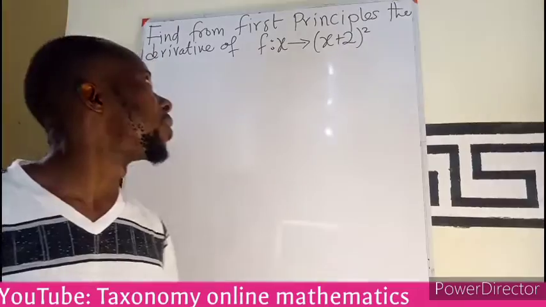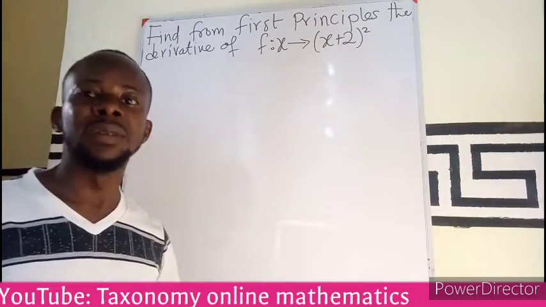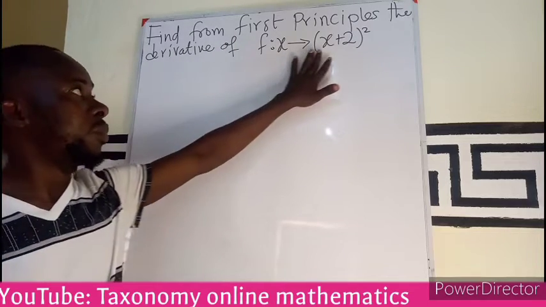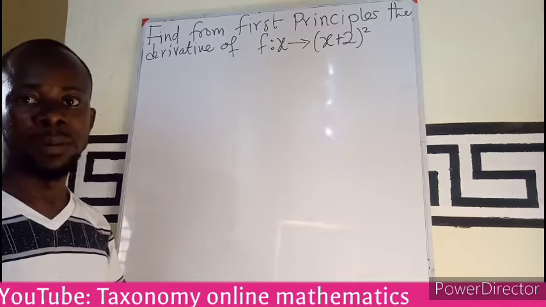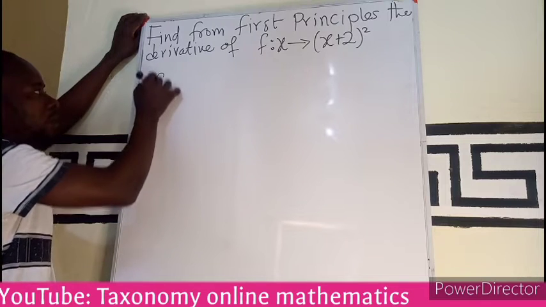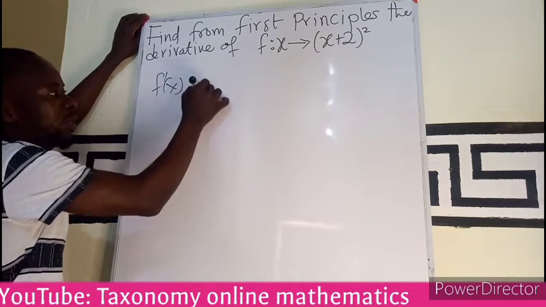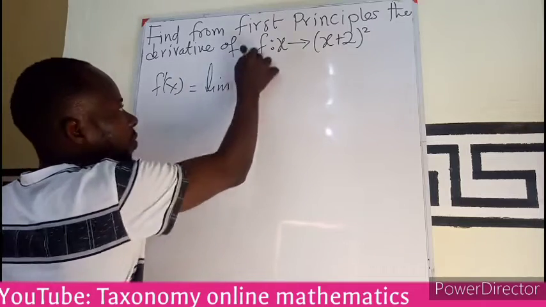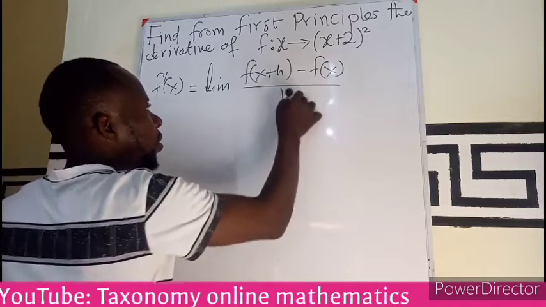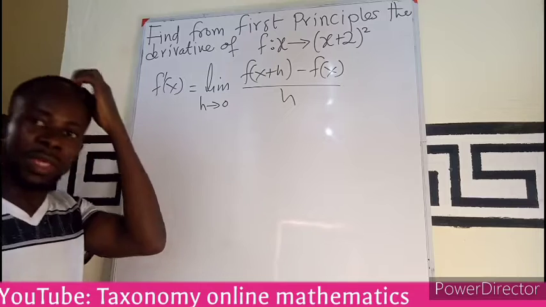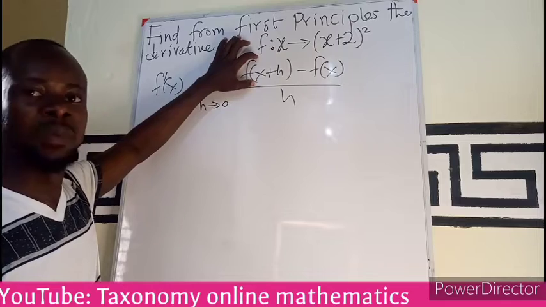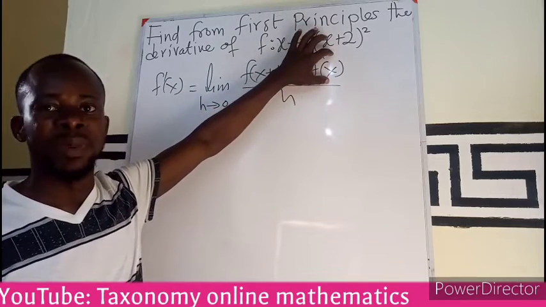We have a question on differentiation from the first principle. So we have the function f of x, which is going to be x plus 2 all squared. We can recall from the formula that if you are asked to find the derivative, it is going to be the limit as h approaches 0. So we need to find the expression for this. We need to also find the expression for this.